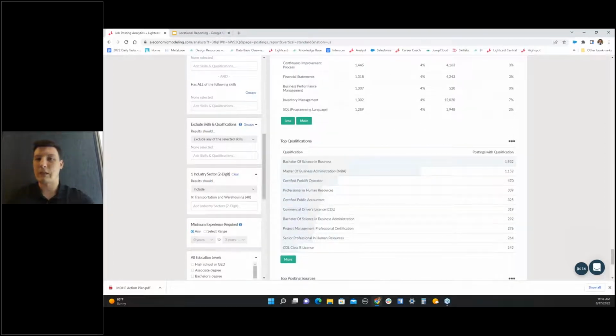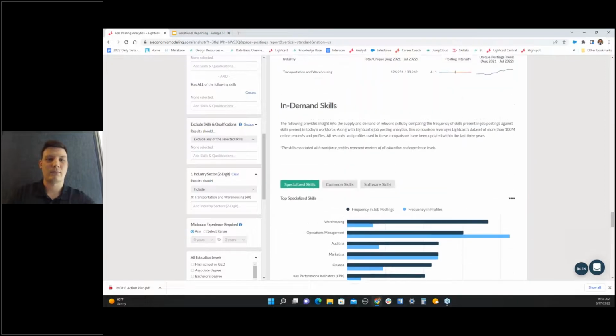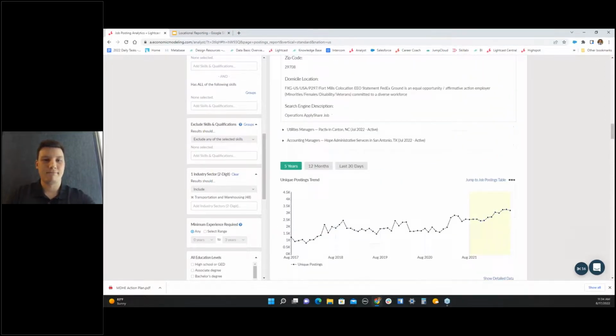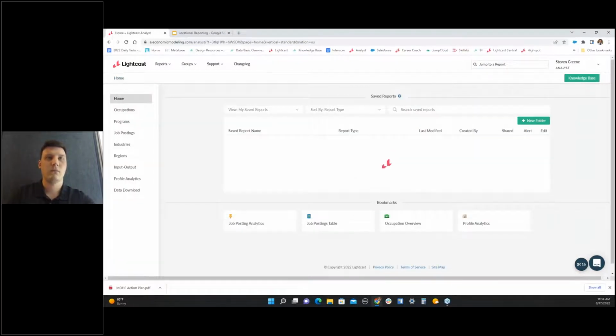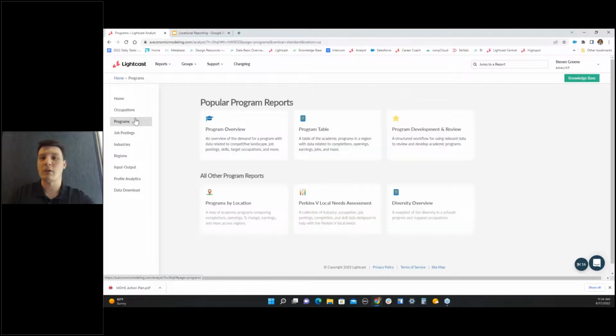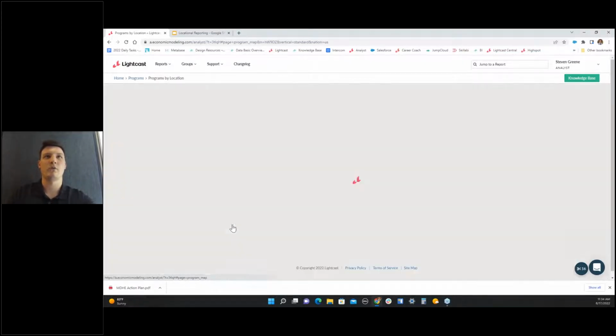So with that, we've looked at the demand. Now we'll shift gears a little bit and go into some competitor analysis, right? So now we know what's needed, where it's needed. Now who else is addressing the need? So we can go into programs by location to address this as well. It's going to be in the all other program reports, programs by location.